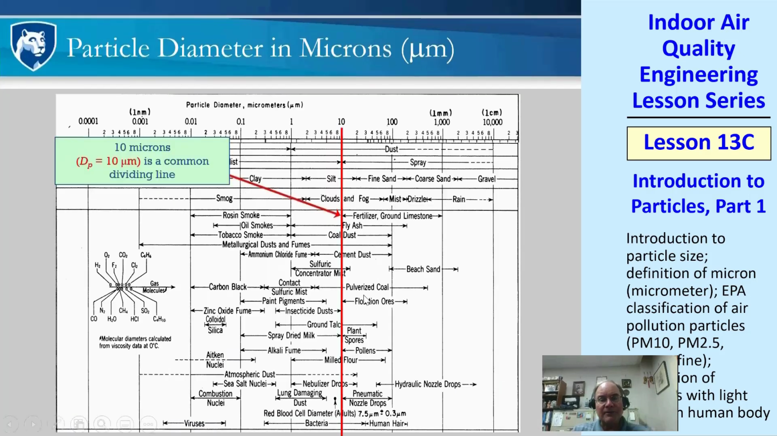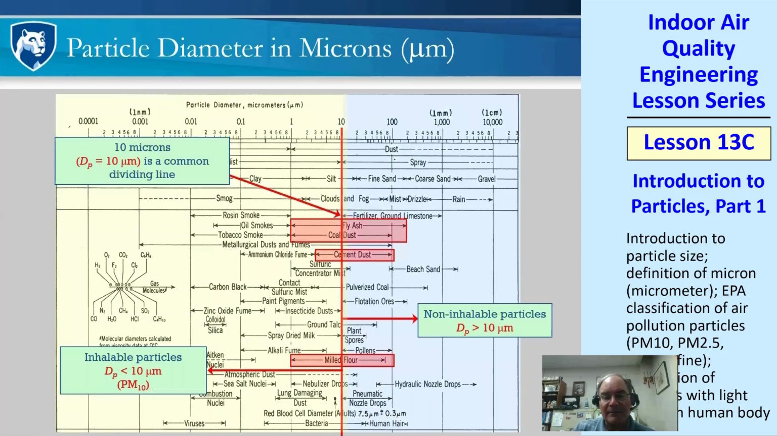Let me do a couple dividing lines here. 10 microns is a common dividing line, right here, this red line. And then some of the particles that are kind of centered around 10 microns are fly ash, coal dust, cement dust, milled flour. If you take milled flour, they can range all the way from a micron to about 100 microns and anywhere in between. So there's a lot of range of sizes. Talcum powder's about there too, but these are centered around 10 microns. So that's a common dividing line.